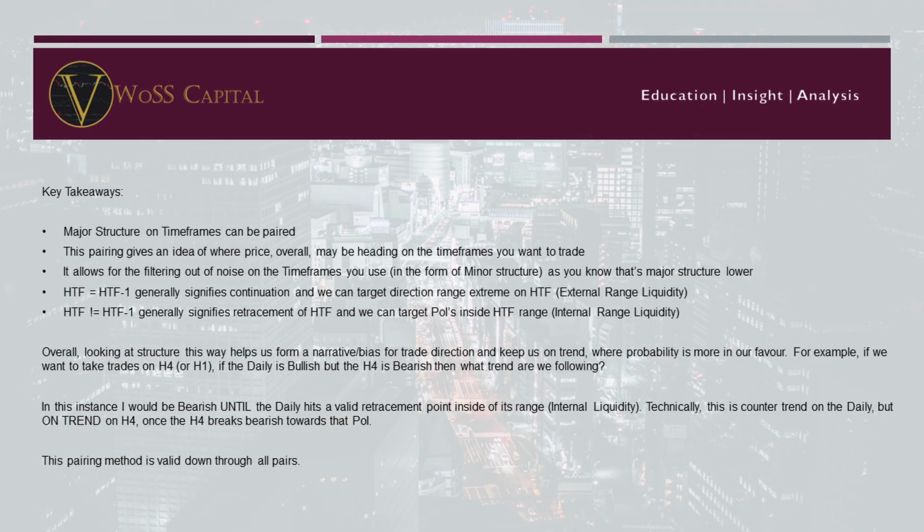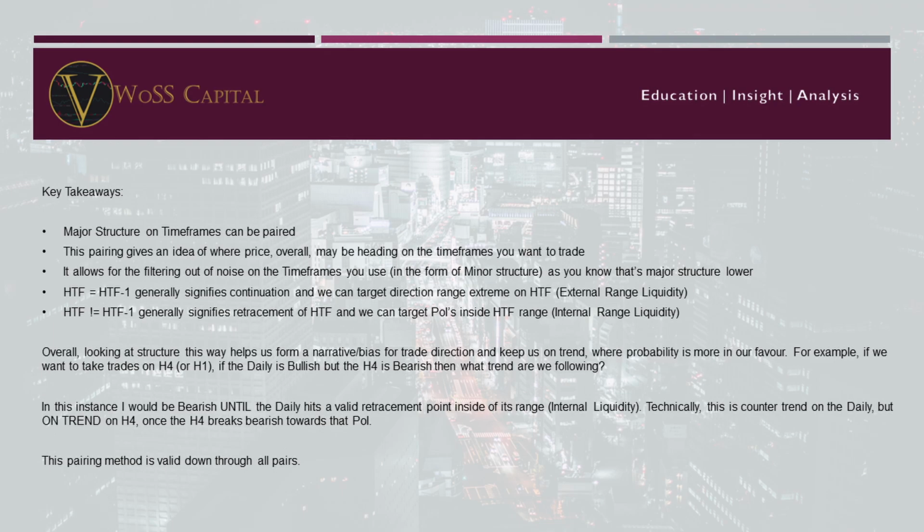If the higher time frame does not equal the higher time frame -1, then generally that signifies the higher time frame's in a retracement, and we can target points of interest inside that higher time frame range. So internal range liquidity at that point in time. So if high time frame is bullish and high time frame -1 has flipped bearish, then high time frame is retracing, and where within that range would we expect reasonable areas for it to retrace to, that we can either target for short trades on trend in the lower time frame but counter trend in the higher time frame, or where can we be looking for potential reversals to come from so that we can target trend based continuation moves on the higher time frame.